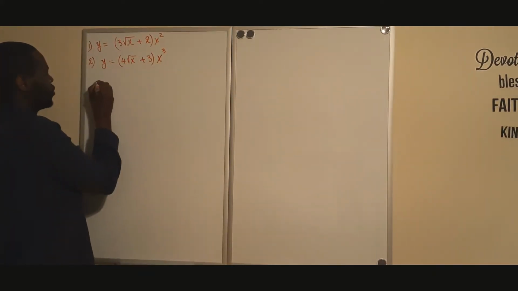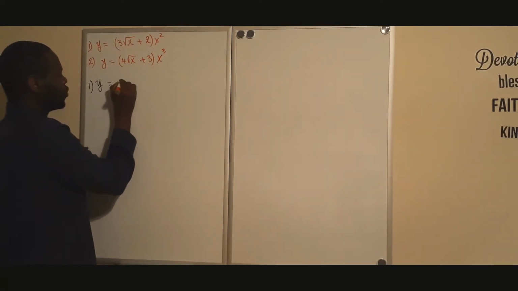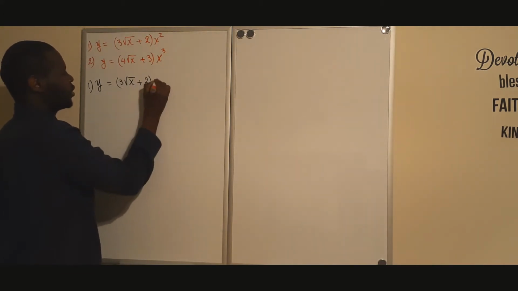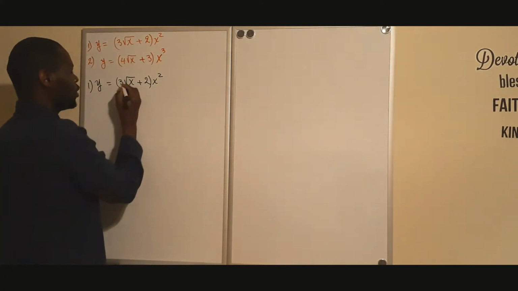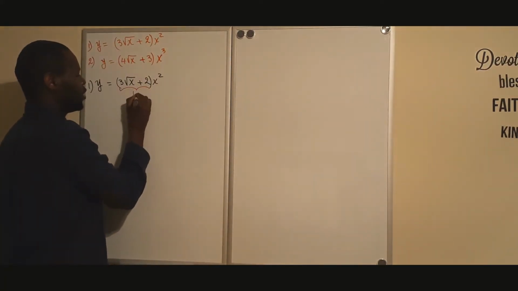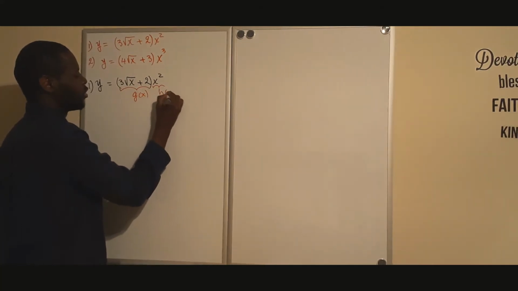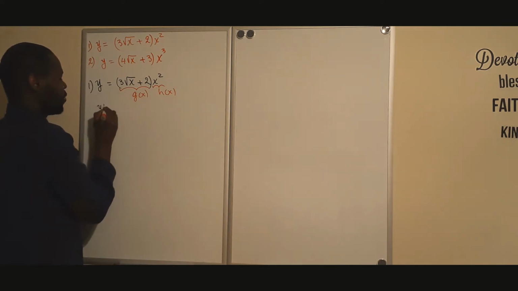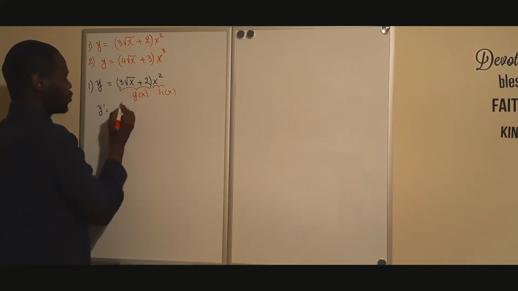Okay, let's go for number one. You have y equals 3 square root of x plus 2, times x squared. So using the product rule, I can go ahead and choose this one to be my g of x, and then this will be my h of x. Again, the product rule: y prime equals the derivative of the first one.